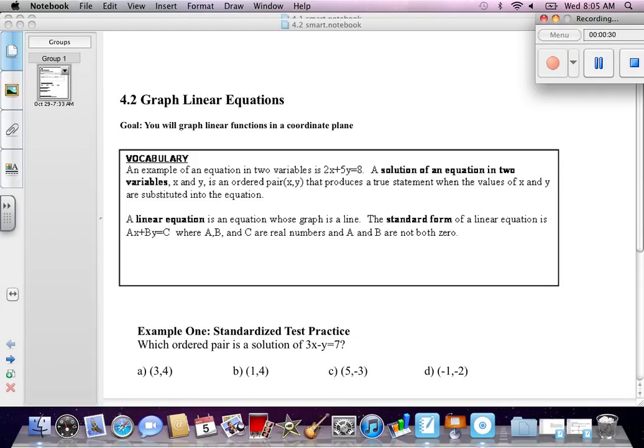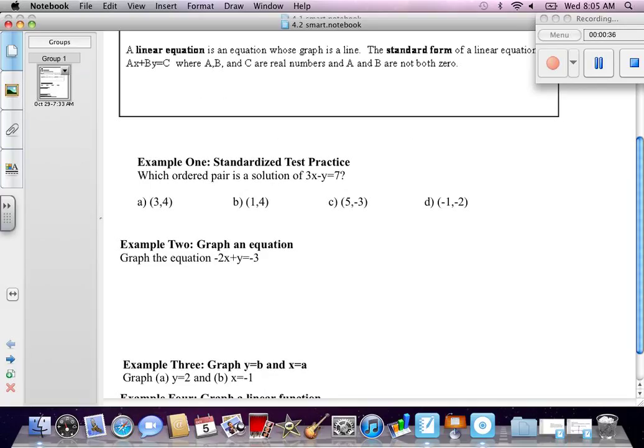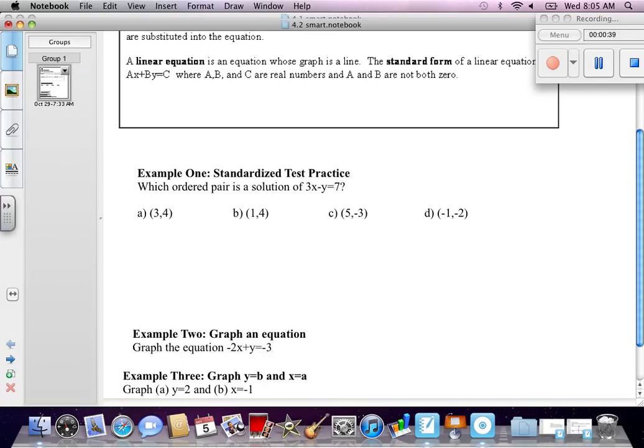Okay, so let me move some of these out of the way. This is a multiple choice problem like you might have on your test. Which of these makes this true? So we've got to plug it in. 3 times 3 is what? 9. 9 minus 4 is? Does that equal 7? No. So that's not it. Okay, 3 times 1 is 3. 3 minus 4, that doesn't give me 7.